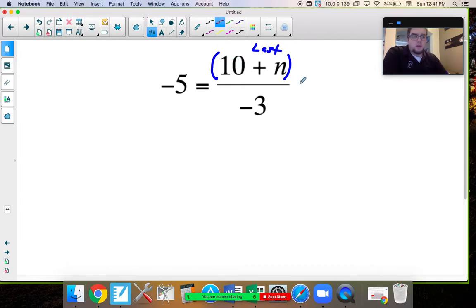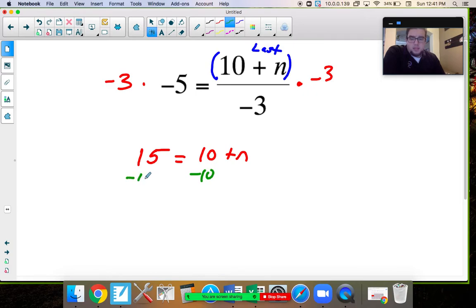So the first thing we're going to do is get rid of that negative 3. Since it's being divided, we multiply. That gives us 15 is equal to 10 plus n. Well, now it's a one-step equation. How do I get rid of this 10? I subtract it, and I get my answer of 5.